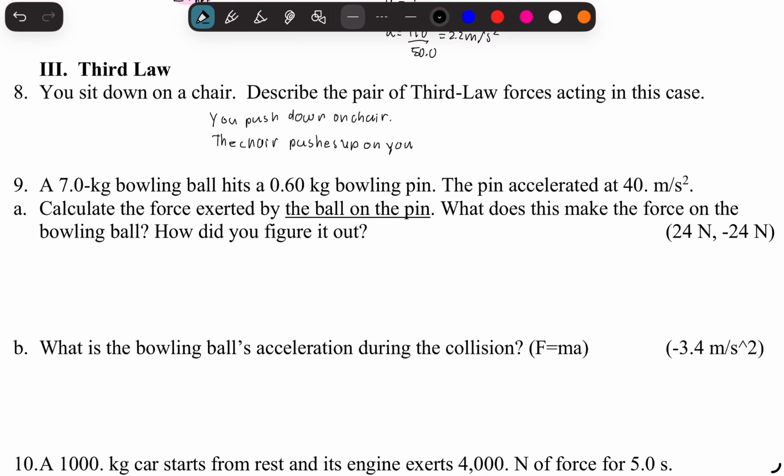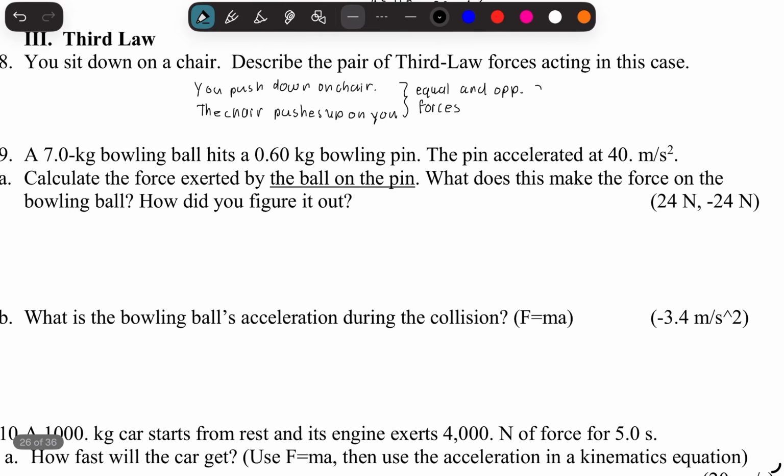That's because the chair has to support your weight, and otherwise, if it wasn't pushing up on you, you wouldn't be sitting on the chair. You would be falling through the chair. The chair would just collapse, or it would break. So this means that they're equal and opposite forces. The chair is pushing up on you and you're pushing down on the chair to create your equilibrium position of sitting.